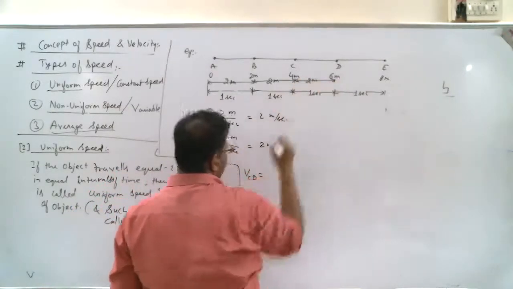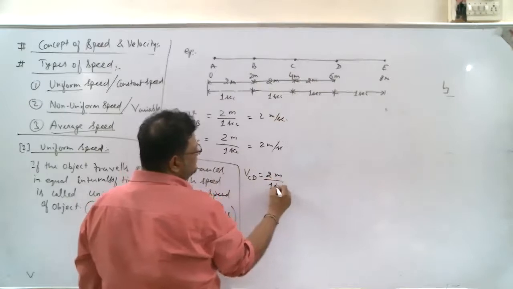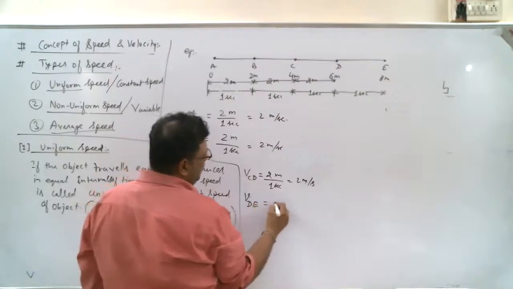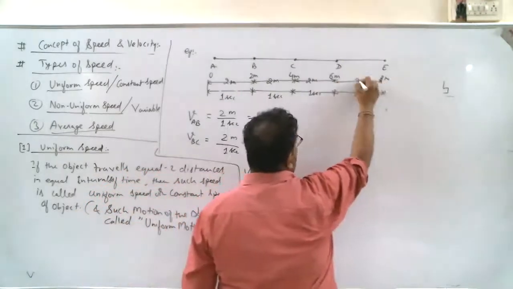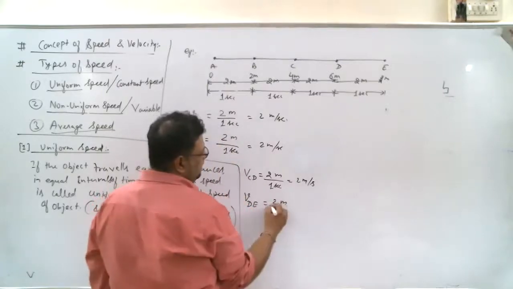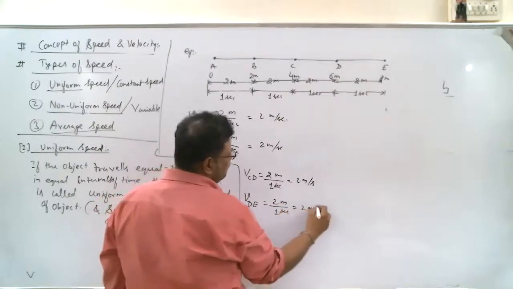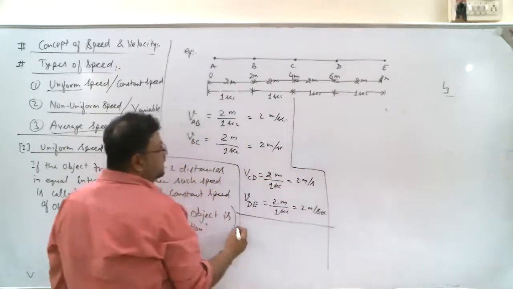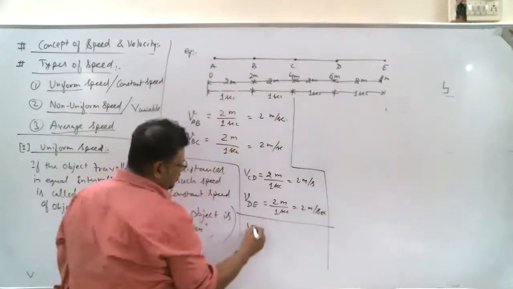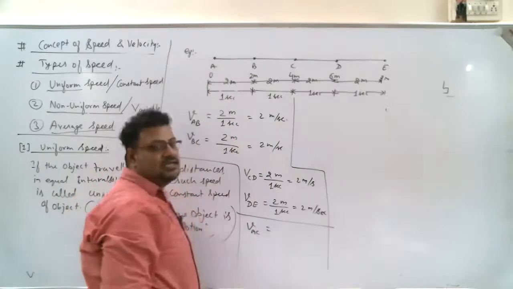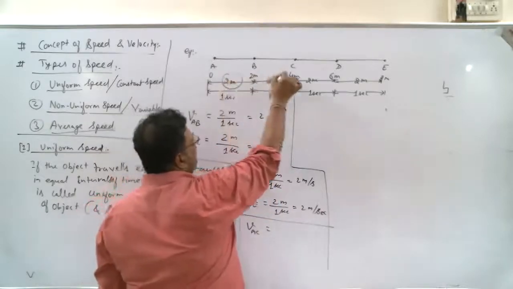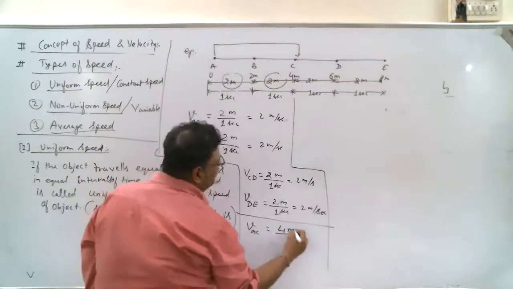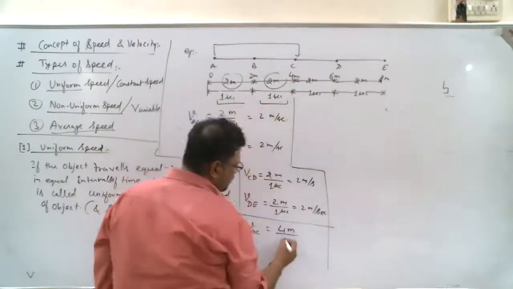Similarly, if someone asks C to D, then again 4 to 6, how much distance? 2 meter, again in 1 second, 2 meter per second. And last, VDE, D to E, 6 meter to 8 meter. Again it has traveled 2 meter in 1 second. So what is the speed? 2 meter per second. Even if somebody asks, can you tell me the A to C speed? A to C, how much total distance has been traveled? 4 meter, 2 plus 2. And how much total time has it taken? 1 second plus 1 second, 2 seconds.